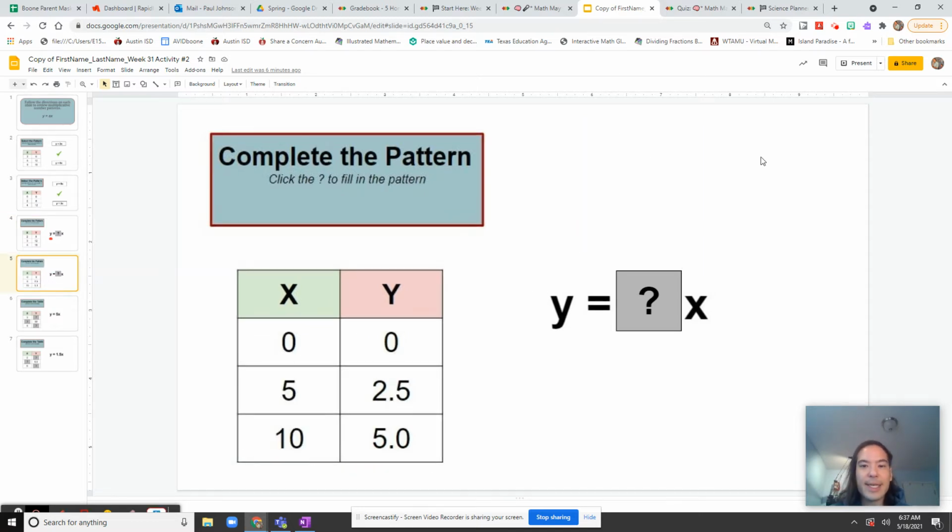All right, this one has decimals, so it's going to take a little extra thought. However, we can kind of tell that our y value is half of our x value. 5 split in half is 2 and 5/10. 10 split in half is 5.